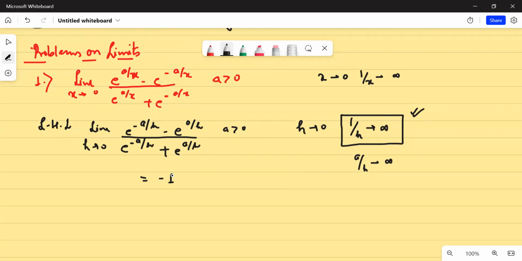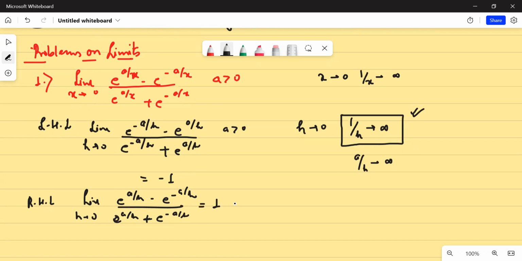Is that clear? Yes. And if you try to find the right hand limit, the right hand limit would simply be 1, because this is e raised to power a by h minus e raised to power minus a by h, and this is e raised to power a by h plus e raised to power minus a by h. So as h tends to 0, this will tend to infinity. E raised to power minus infinity will become 0, this will become 0, and in this ratio you will get 1 here. So left hand limit is not equal to right hand limit, so you'll write limit does not exist.